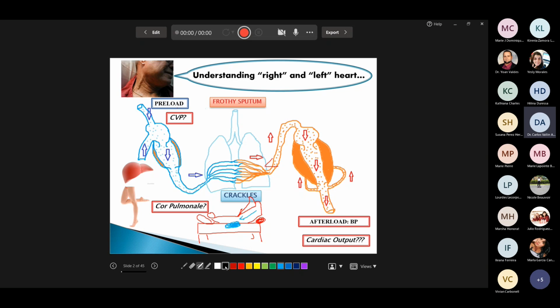The legs are going to improve. So the legs are going to have a loss of liquid, and then you notice in the morning that the legs are thinner. The legs decrease the edema because the liquid is moving from the legs to the back of the patient.